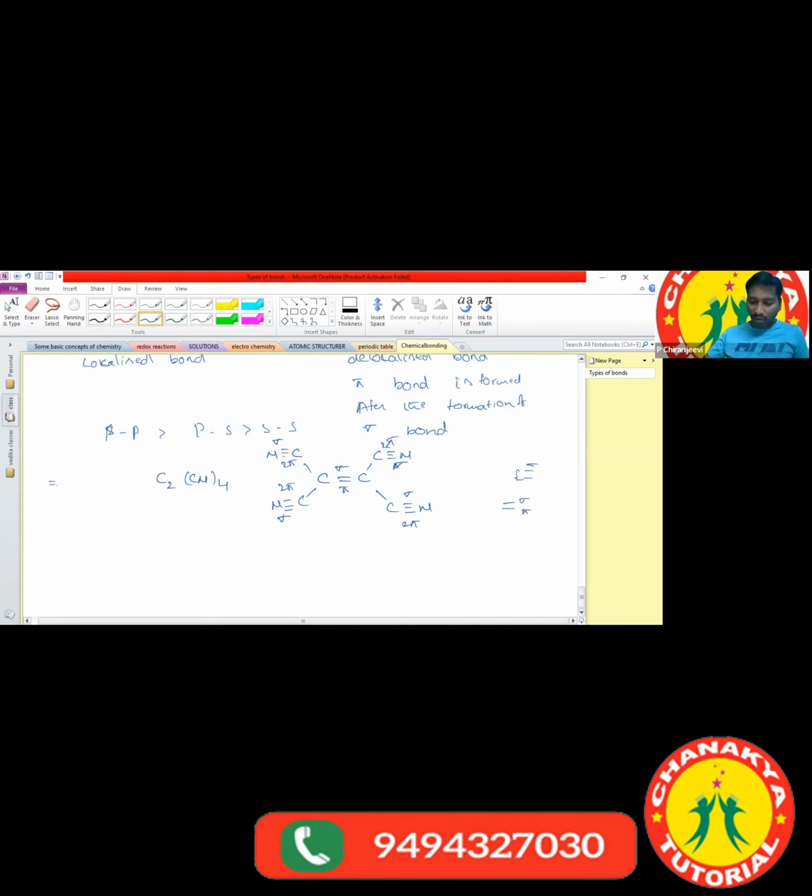It is one of the previous year questions. Any one of you? Sometimes they ask for a ratio also. What is the ratio of the number of sigma bonds to pi bonds?